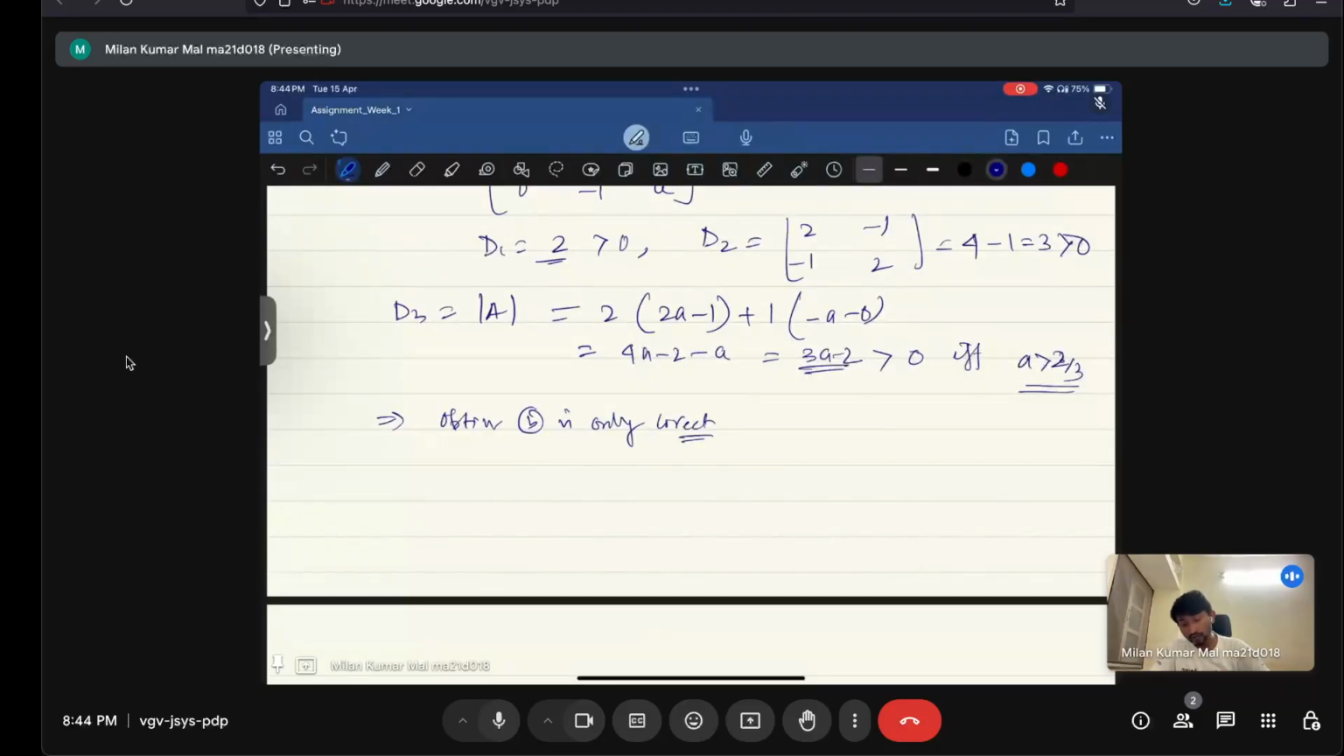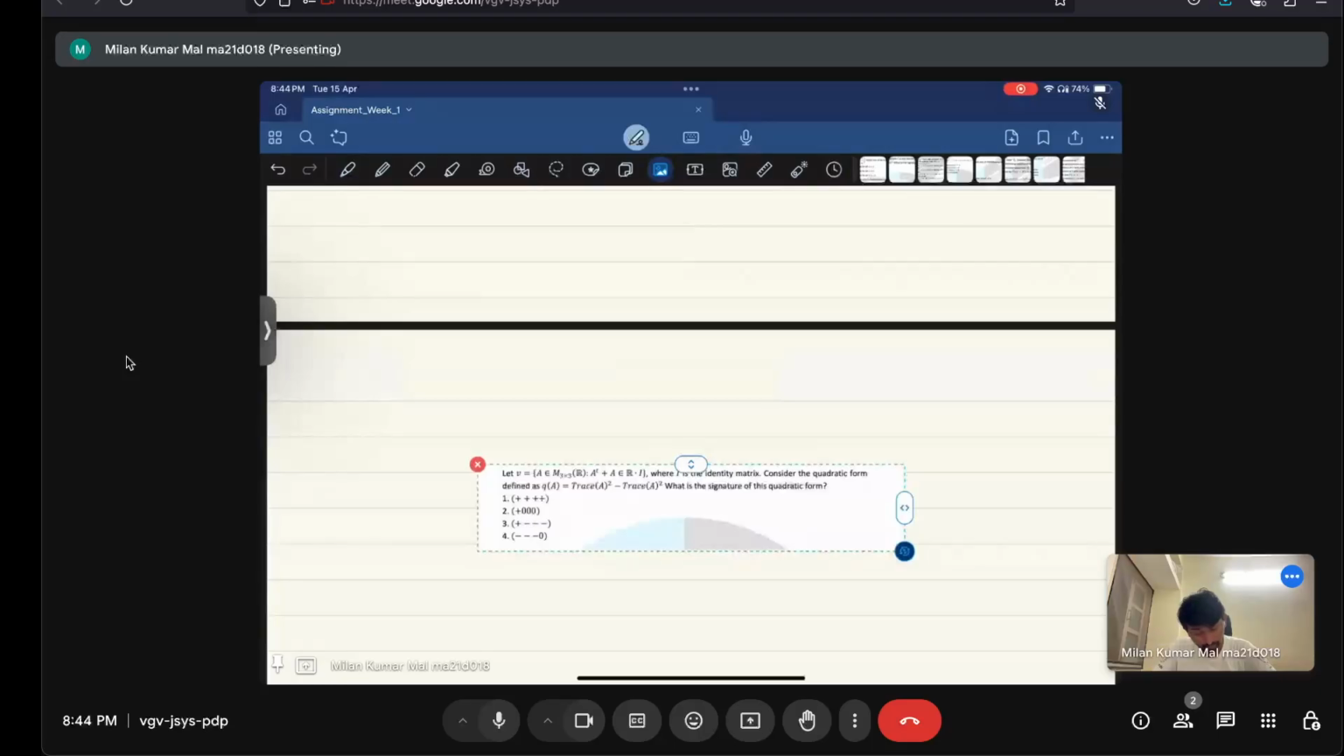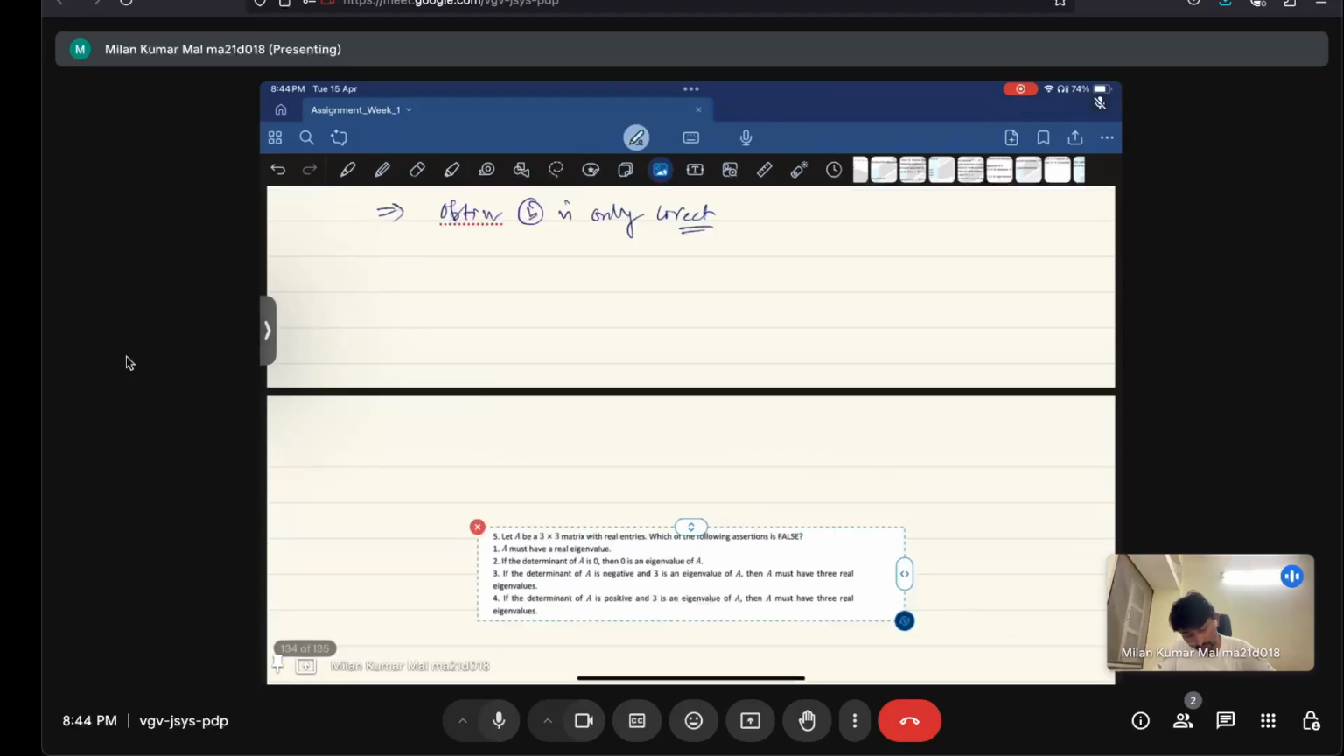Okay, so I'll do a couple of problems, this one, and this one. I'll not do any quadratic polynomial. Okay, this is an interesting problem.